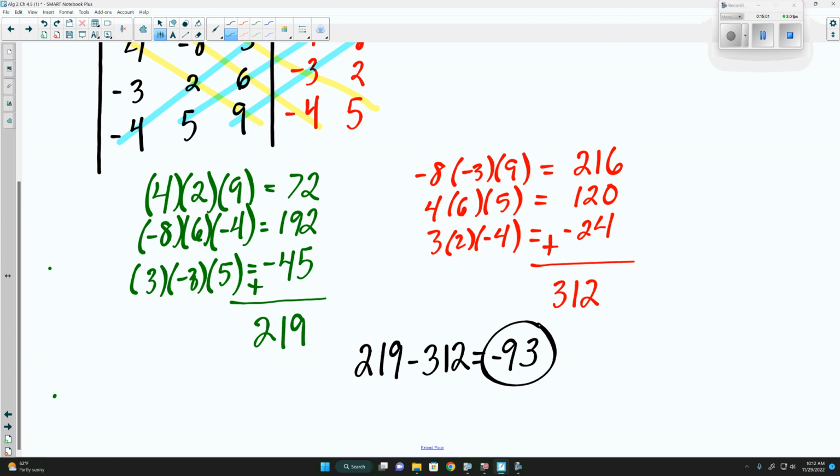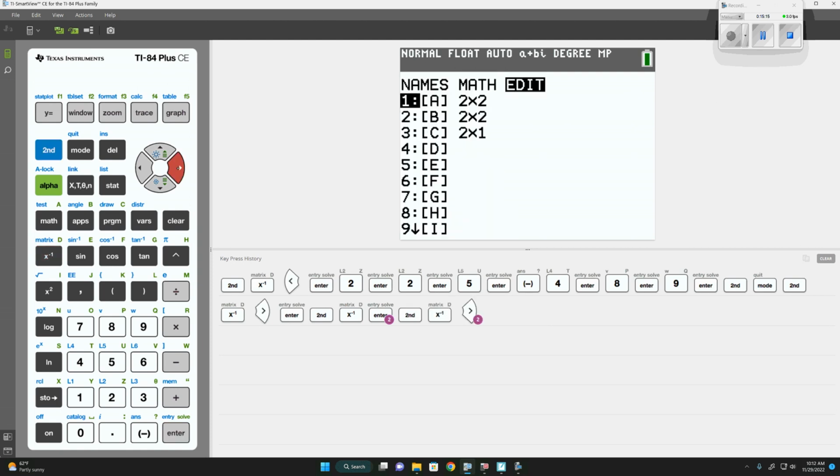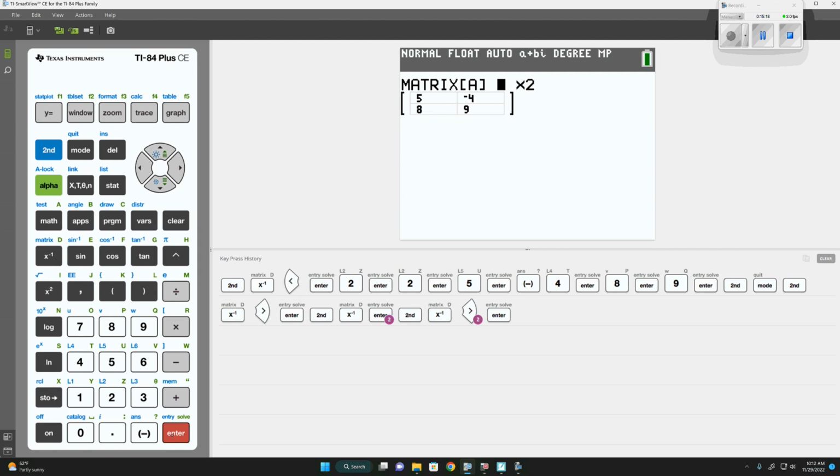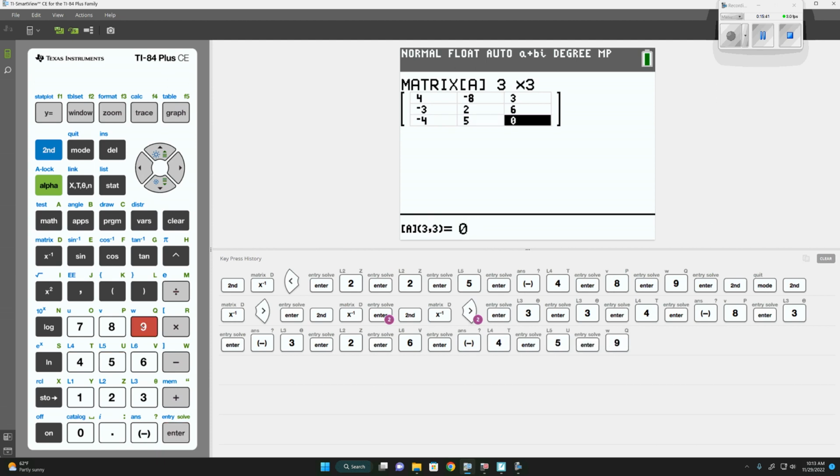Let's do this one again. But this time, let's do it in the calculator. So in the calculator, if I want to do this here, the first thing I need to do is plug the matrix in. So this matrix here is a 3 by 3. 3 rows, 3 columns. And our numbers are 4, -8, 3. -3, 2, 6, -4, 5, 9.